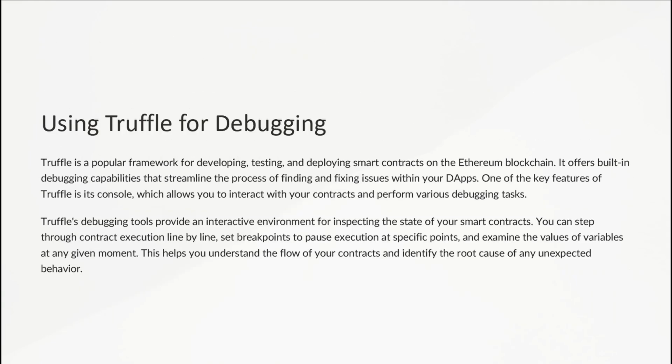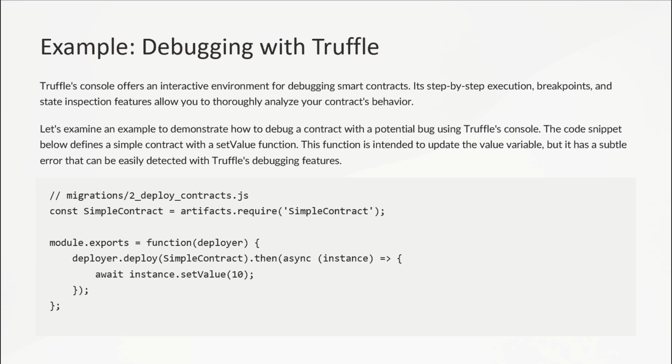Truffle. It is a popular framework for developing, testing, and deploying smart contracts. Truffle's debugging tools include a console for interacting with contracts, stepping through execution, setting breakpoints, and inspecting variable values. Example: debugging a contract in Truffle might involve using the console to interact with a set value function, detecting an error in how the value is updated by examining the state of the contract before and after the function call.